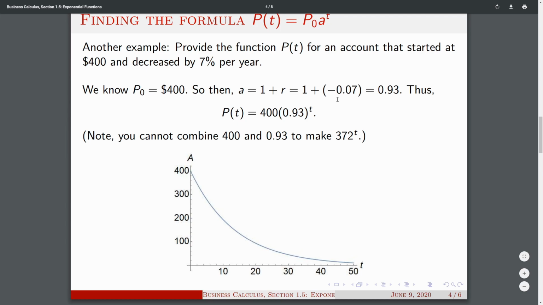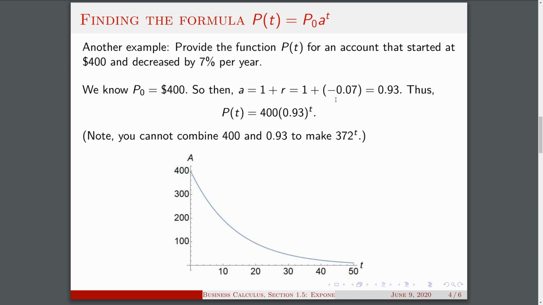And it's decreasing by 7%. Whenever we do calculations, we almost always change the percent to a decimal. So we write negative 0.07. So 1 plus a negative 0.07, that's 1 minus 0.07, which is 0.93.